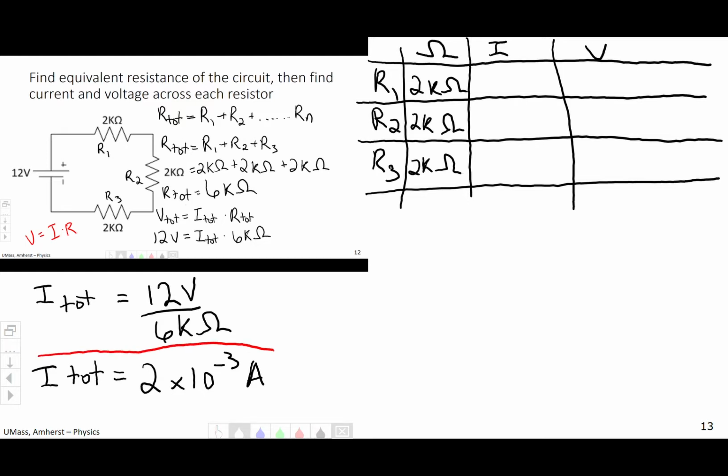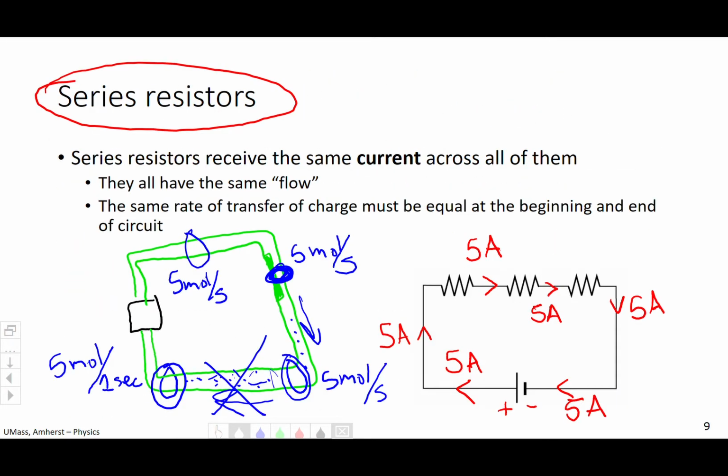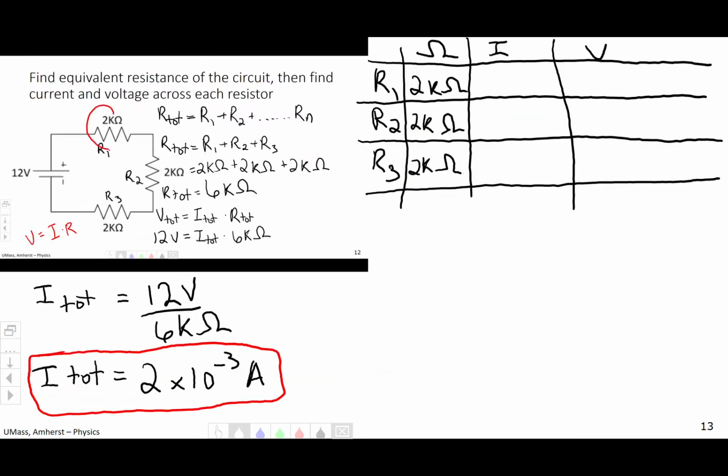Well, if we remember this very, very important thing that I told you to remember, series resistors receive the same current across all of them. So that means we have here 3 series resistors. They must receive the same current, and that current is going to be the total current. So they are all going to have two times 10 to the negative 3 amps of current.